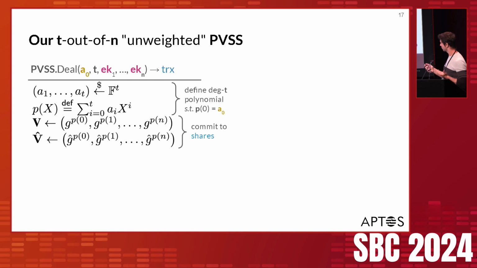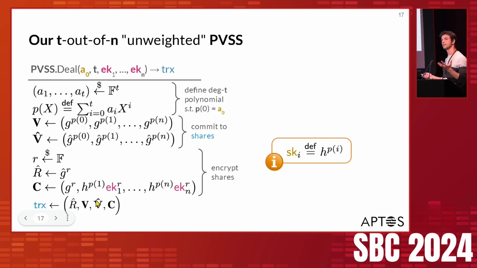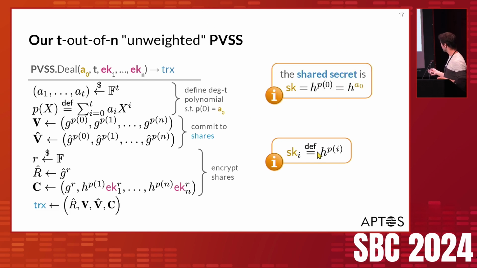And then once you have this polynomial, you can evaluate it on points 1 through n and commit to these evaluations. So these will be commitments to the secret key shares. And once you've done that, you simply encrypt for each validator their share using an El Gamal-like encryption. This is a batched version of El Gamal that uses some shared randomness r and encrypts for each validator i its p(i). And this defines the transcript. The transcript will be the El Gamal ciphertext and these shared commitments. The secret key share of each player i will just be a group element, h raised to p(i). And the final dealt secret will be h to the p(0), so h to the a_0.